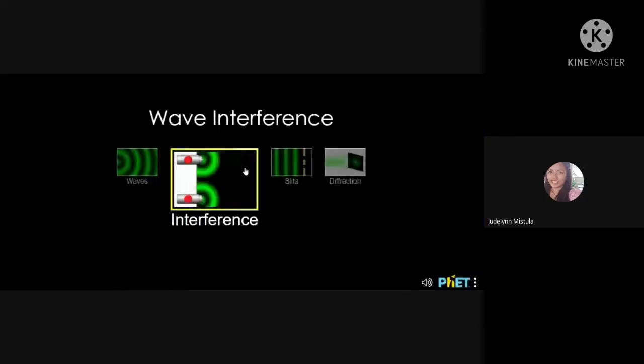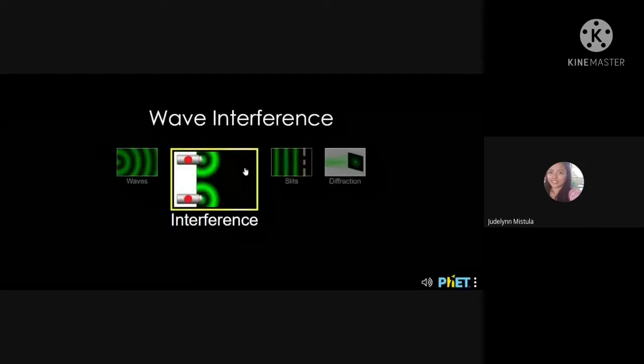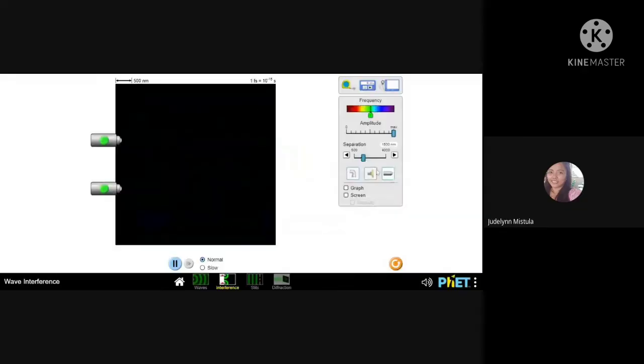So for this activity, we are going to make use of an interactive simulation from PhET. We will try to explore interference and diffraction of light waves. These two objects at the left side are the light sources with the color green. So if I press one of these light sources, what do you think will happen? If I press one of these, I want you to observe what happens. Then, I want you to describe what is being formed after I press this particular button.